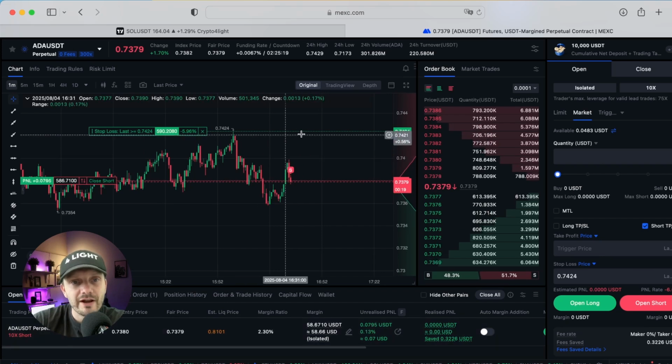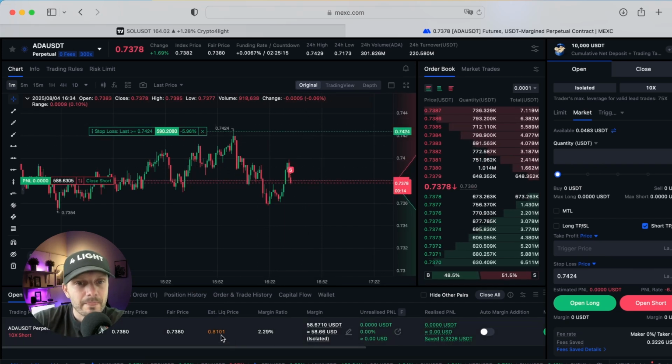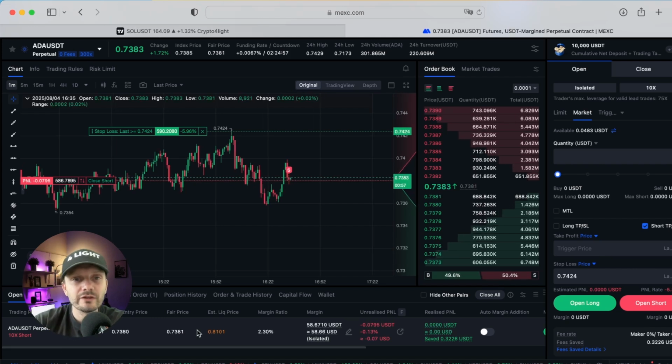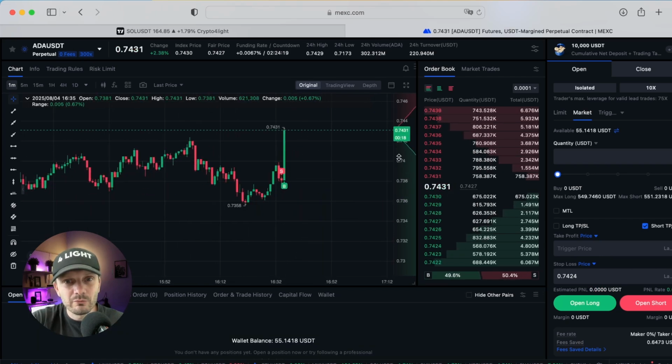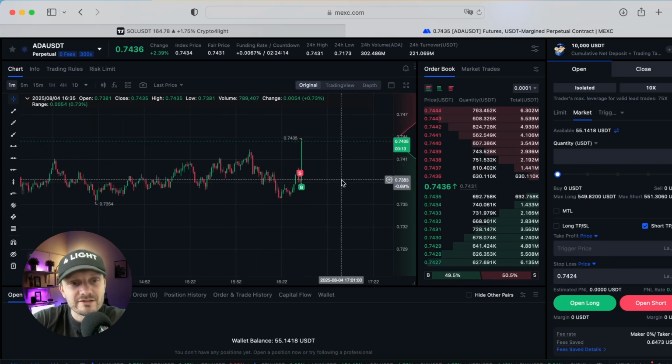The estimated liquidation price: if I don't add the stop loss and the price goes higher, I will lose all my money. My position will be liquidated if the price of Cardano hits 81 cents. This will be my liquidation and I will lose all my $58. I will not lose $586. I will lose only my initial margin. That's the point. So if we skyrocket up, we get a stop loss. That's why we have to use stop losses all the time, guys.